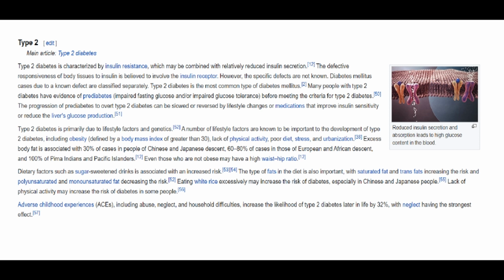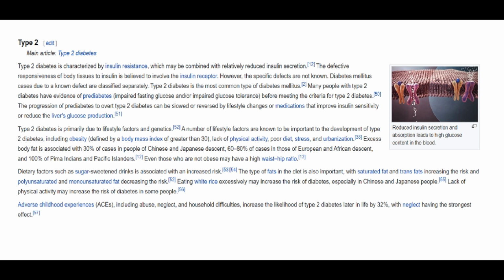Dietary factors such as sugar-sweetened drinks are associated with an increased risk. The type of fats in the diet is also important, with saturated fat and trans fats increasing the risk and polyunsaturated and monounsaturated fat decreasing the risk. Eating white rice excessively may increase the risk of diabetes, especially in Chinese and Japanese people. Lack of physical activity may increase the risk of diabetes in some people.